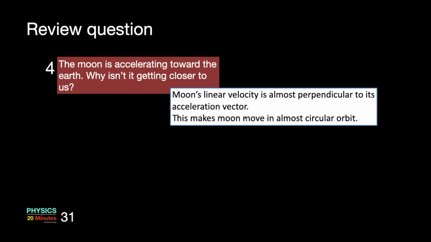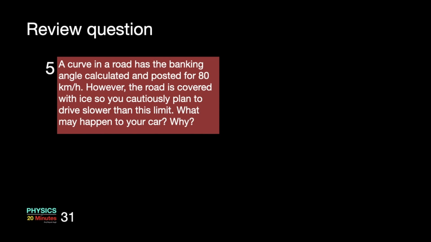Going further quickly, a curved road has a banking angle calculated and posted for 80 km per hour. However, the road is covered with ice, so that you cautiously plan to drive slower than this limit. What may happen to your car and why? So think about it.